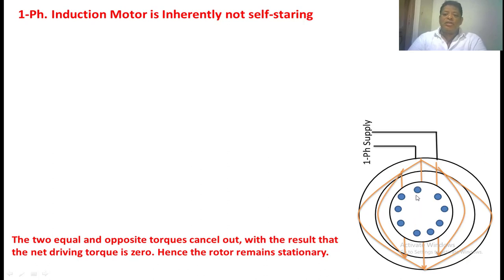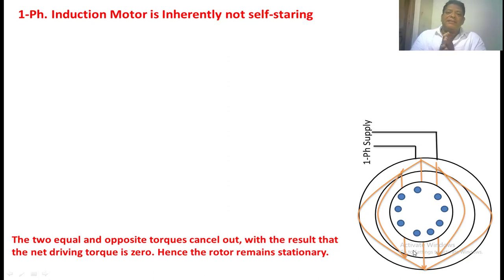From 0, it reaches the maximum value at 90 degrees. Again, it comes to 0 at 180 degrees. The direction of the flux also changes. Again, after 90 degrees, it reaches the negative maximum. Again, after 90 degrees, it comes to 0. That is one cycle of how the flux changes in the air gap.